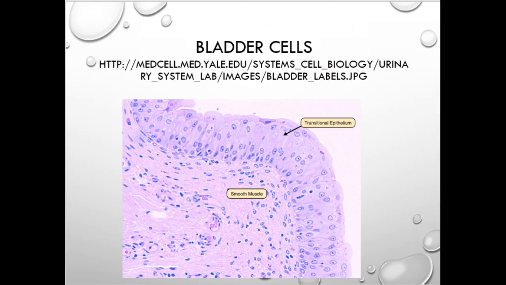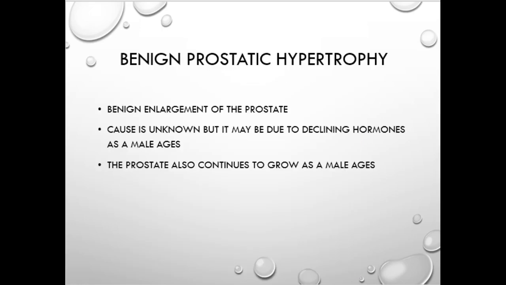Now, moving on to benign prostatic hypertrophy. And this will be benign, which means it's not cancerous. Of course, we could get prostatic cancer, but we're talking about benign. Benign enlargement of the prostate usually just happens in males as they get older. The change in hormones, the decrease in testosterone actually causes that to grow a little bit. But as we get older, the prostate also continues to grow.